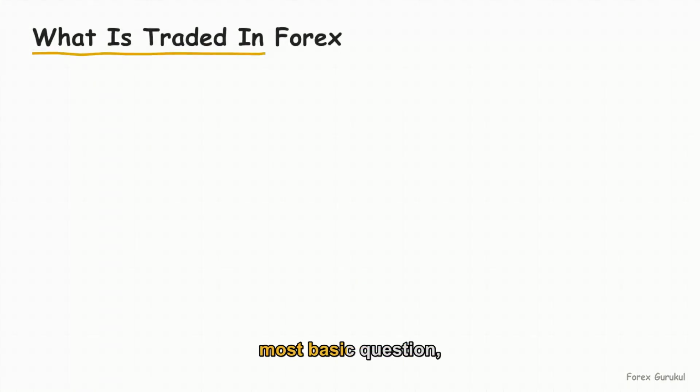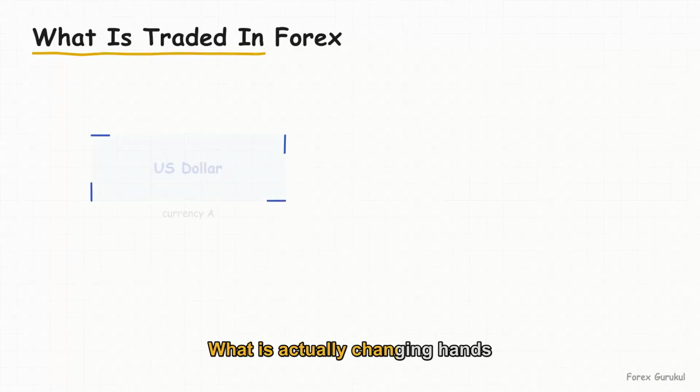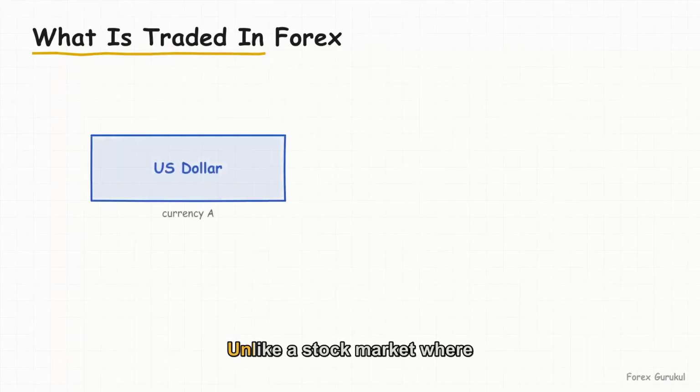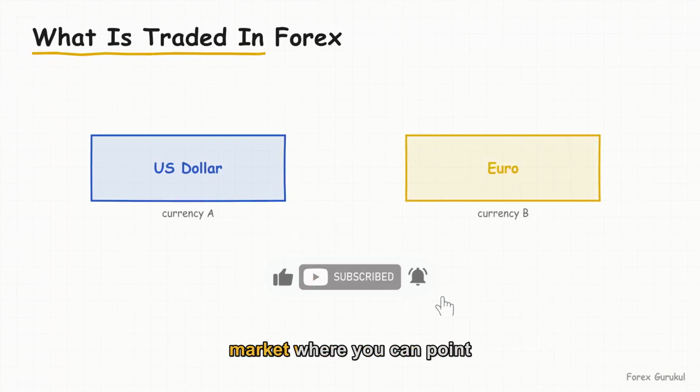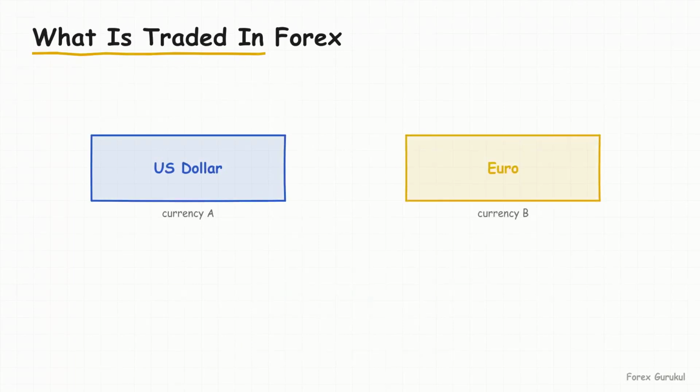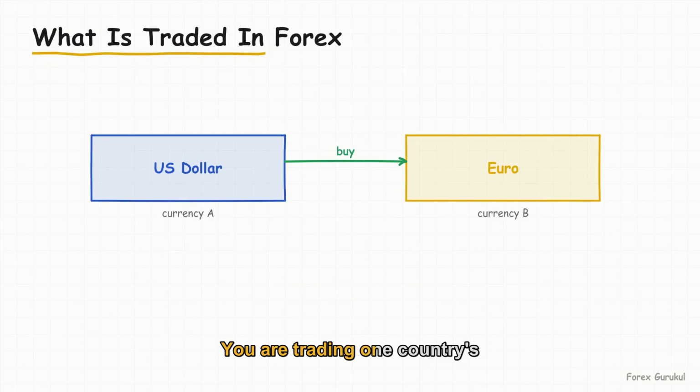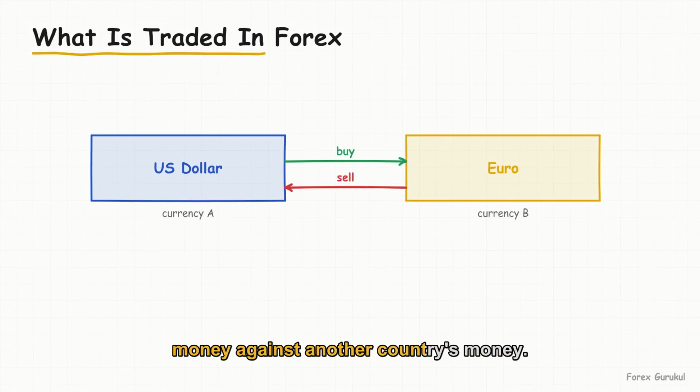Let's start with the most basic question a new trader skips right past. What is actually changing hands in Forex? Unlike a stock market where you own a piece of a company or a commodity market where you can point to barrels of oil, Forex has no physical product moving anywhere. You are trading one country's money against another country's money.